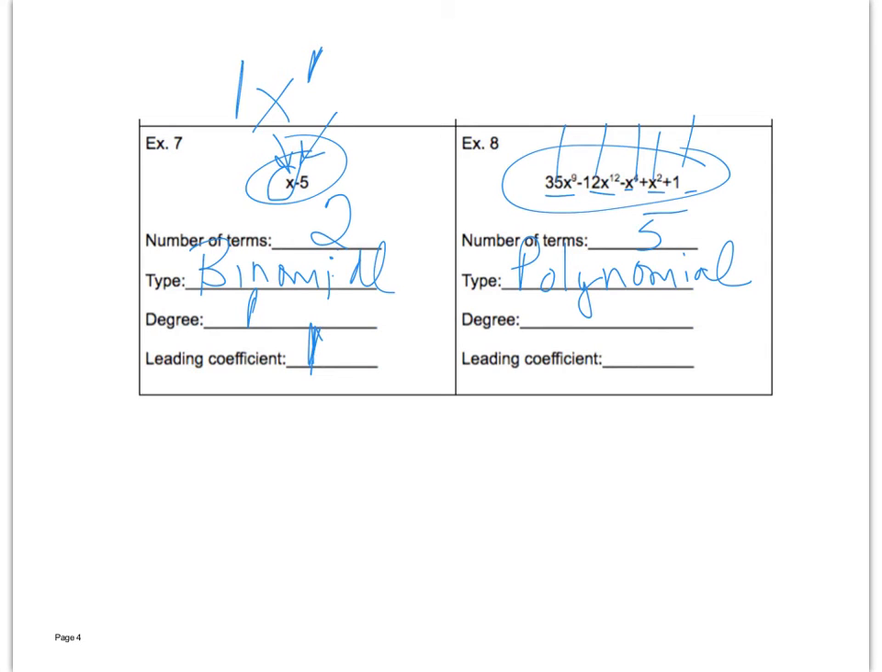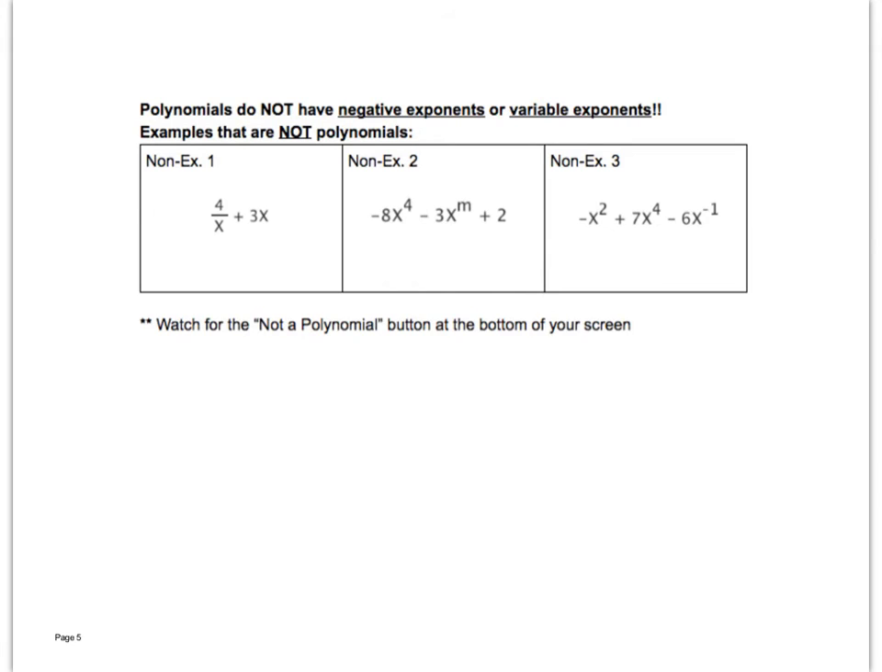And its degree is the highest exponent. Well, that's 9. Its leading coefficient is the number in front of that. That's 35, and there you be.